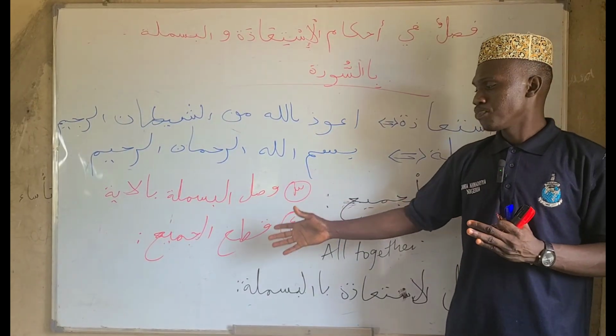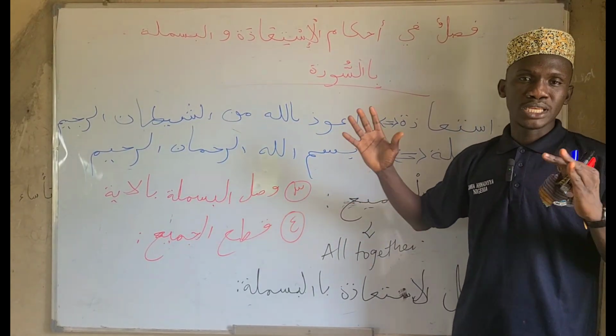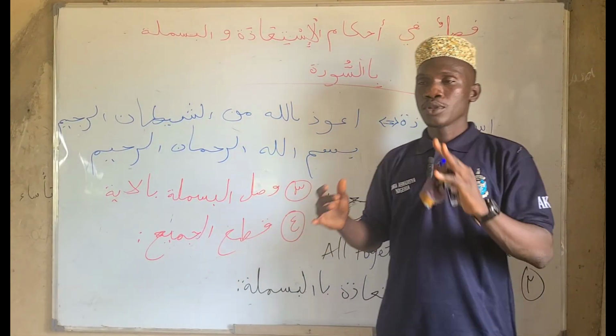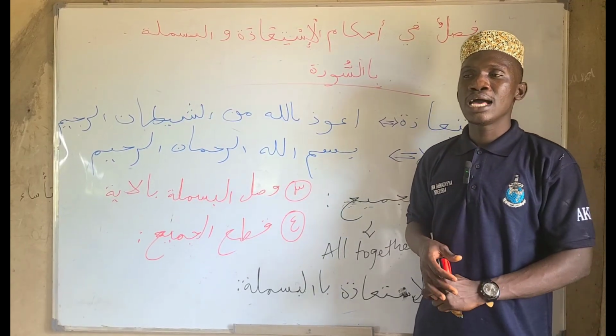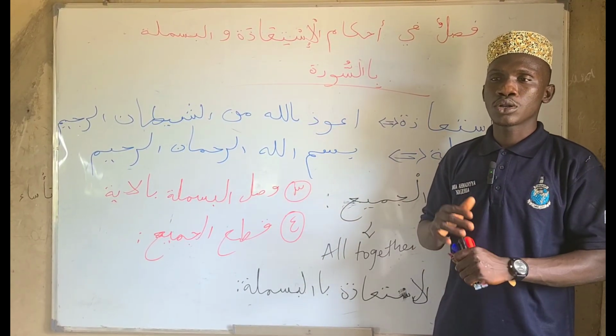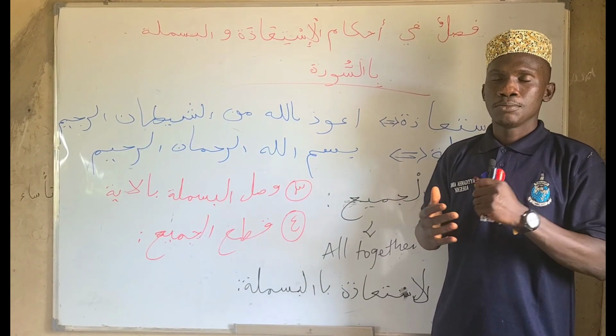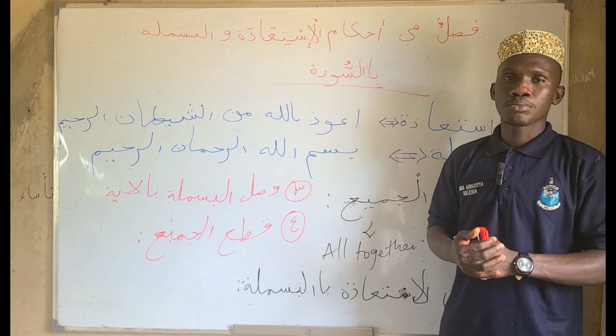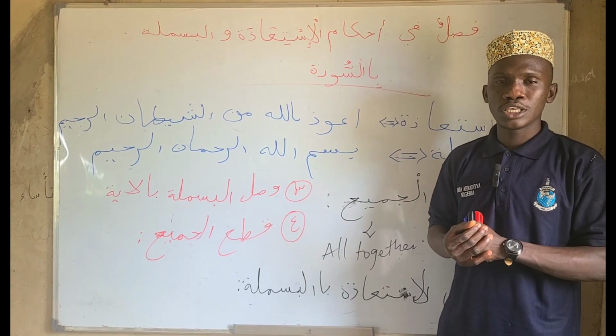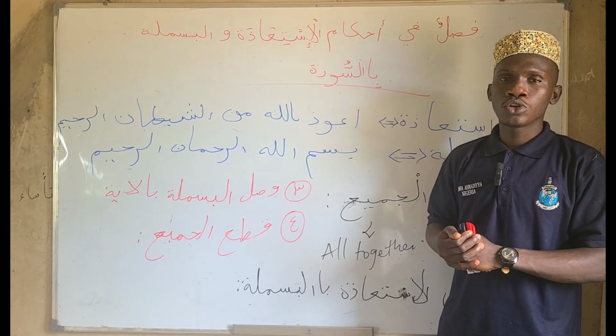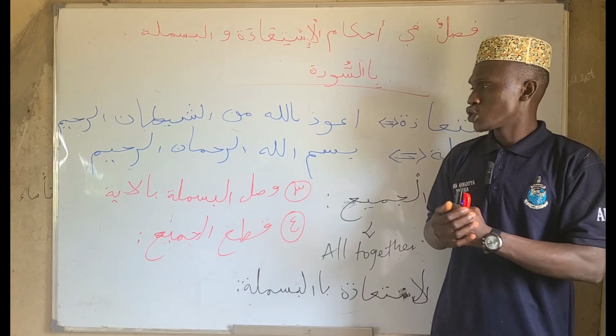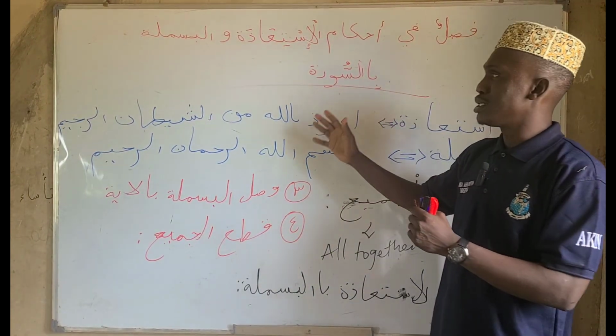While the last way is Qat'ul Jami', meaning that you read the three separately: أعوذ بالله من الشيطان الرجيم، بسم الله الرحمن الرحيم، قل هو الله أحد. So these are the four ways in which you can read this.